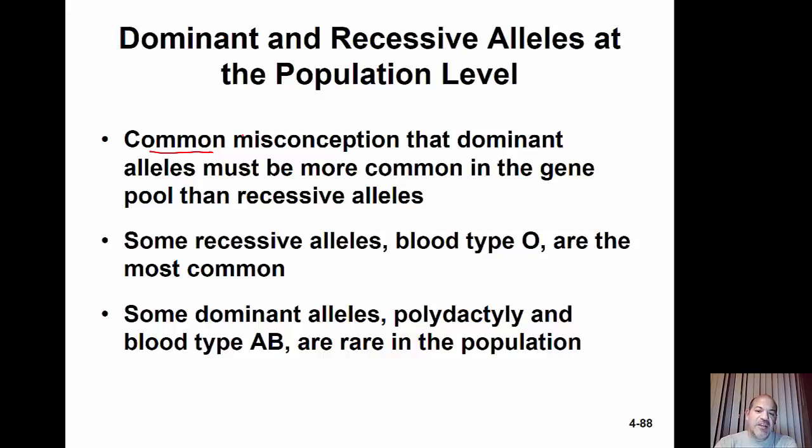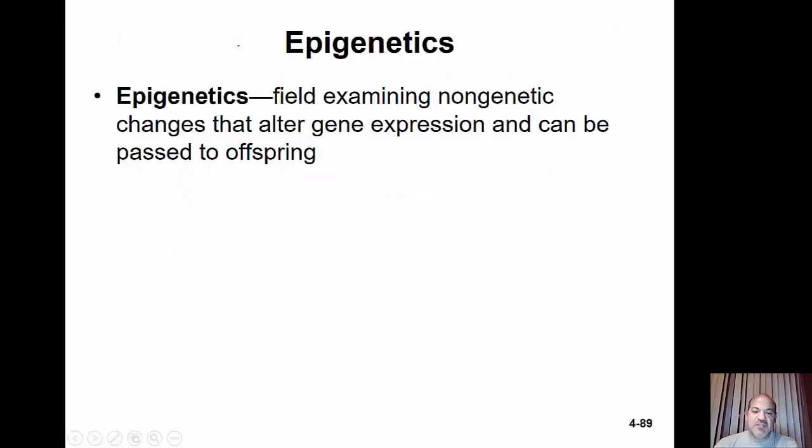And some dominant alleles, like polydactyly and blood type AB, are rare. And these are basically due to dominant alleles. So these are specific examples where, just because polydactyly is dominant, you don't see a whole lot of extra digits within the population. And just because blood type AB is A and B are dominant, you don't see a lot of people with AB. There's a smaller percentage in the population.